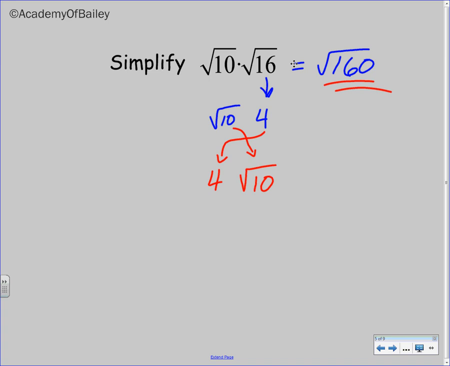Preferably, you don't want to work with large numbers because sometimes you mess up and you're looking there, oh, the square root of 160, 169 is 13 squared and 144 is 12 squared. The square root of 160 does not have a perfect square. Well, yeah, you're right, but it can be simplified. 4 square root of 10.